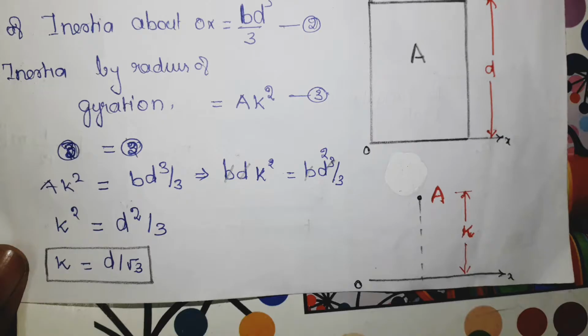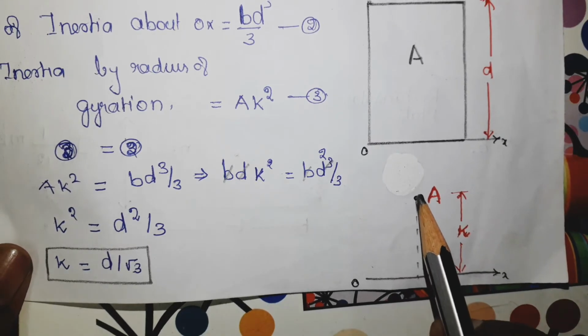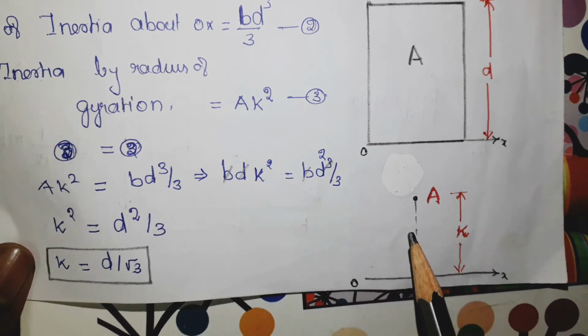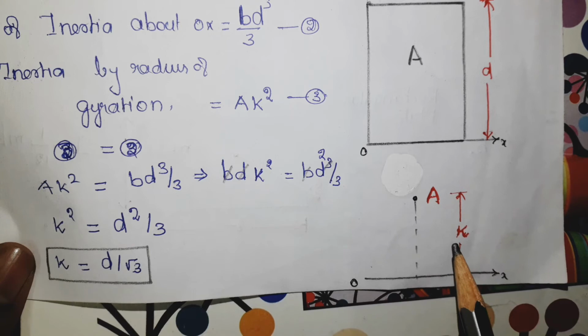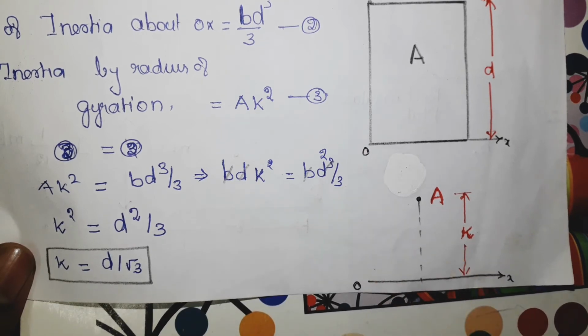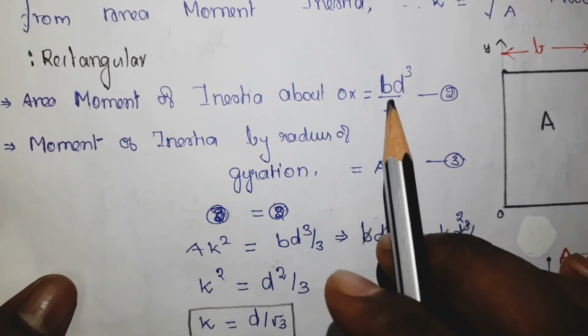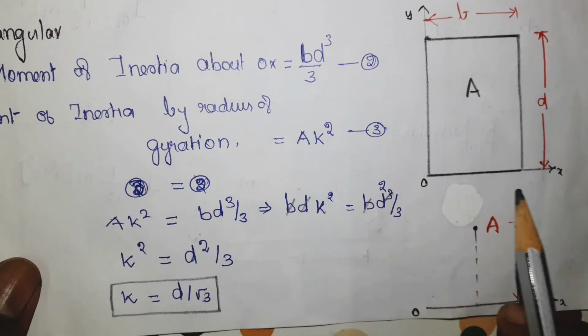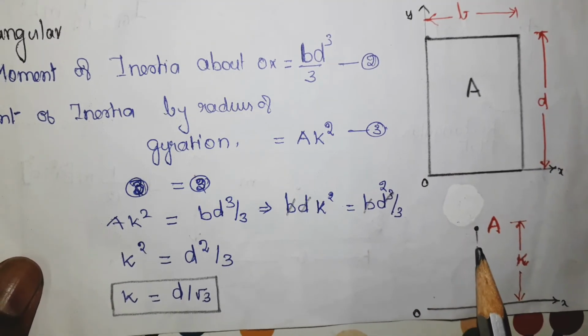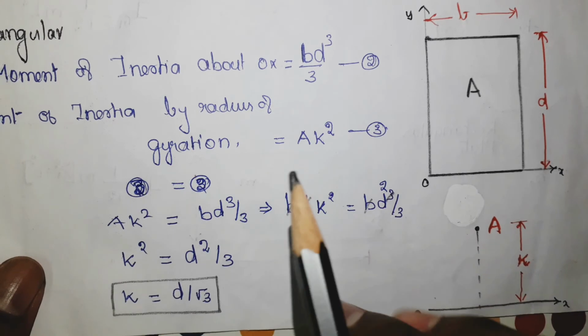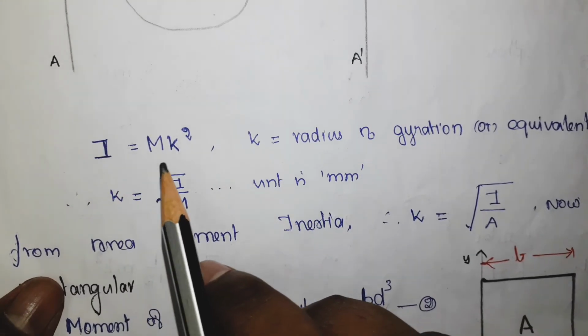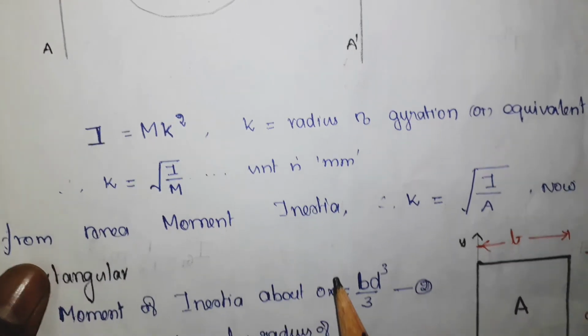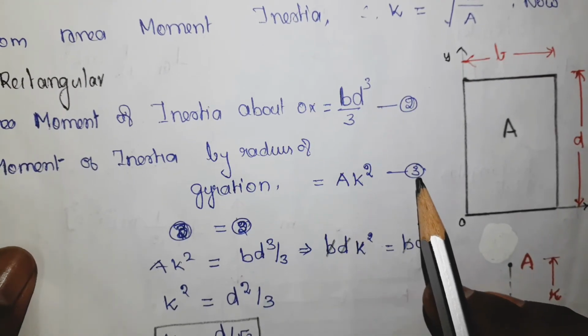Now the same area is assumed to be concentrated at this point. Now in both the cases you will have the same area moment of inertia. Now this distance can be called the radius of gyration. This is the second equation, which is nothing but the moment of inertia of this area with respect to this axis. Now for this case, the moment of inertia is A into k square, which is nothing but from this one, I equal to mk square. Now in the place of m, area is substituted. So this is equation number 3.